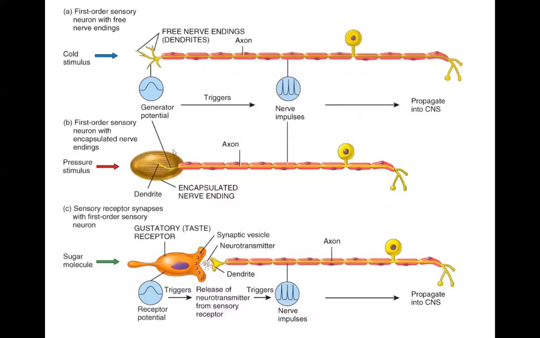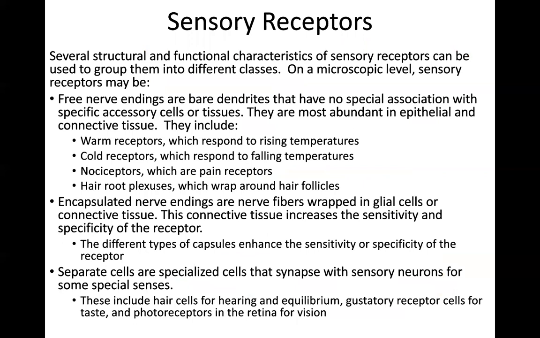Very different than those first two are the third type of receptors, which are not neurons, nor are they dendrites of neurons, but instead they are a completely separate cell from neurons. I guess that's why they call them separate cells. Sometimes you'll hear me call them special cells because they are associated with special sensations. Not all of our special senses, but they are associated with hearing and balance or equilibrium. The hair cells in our ears are responsible for that.